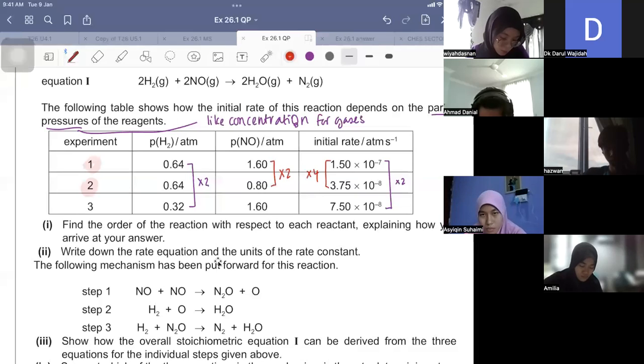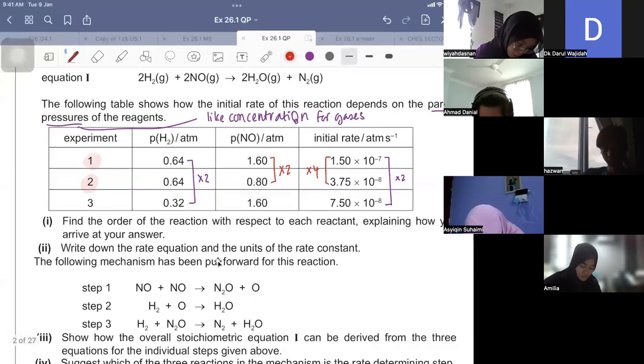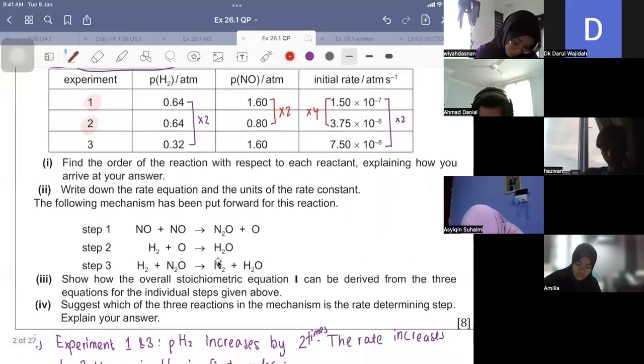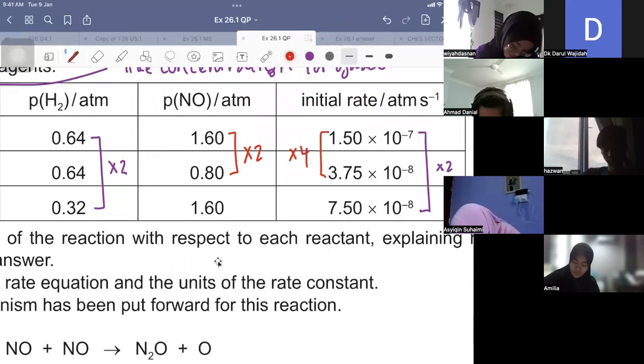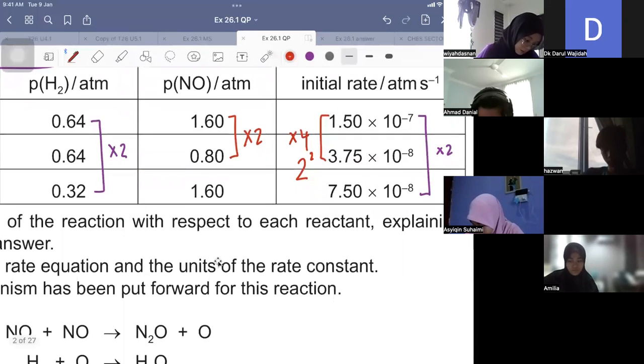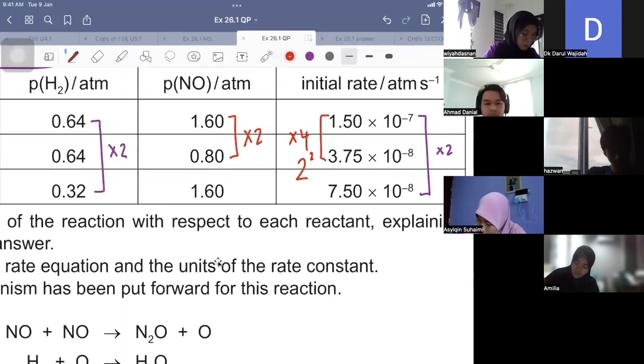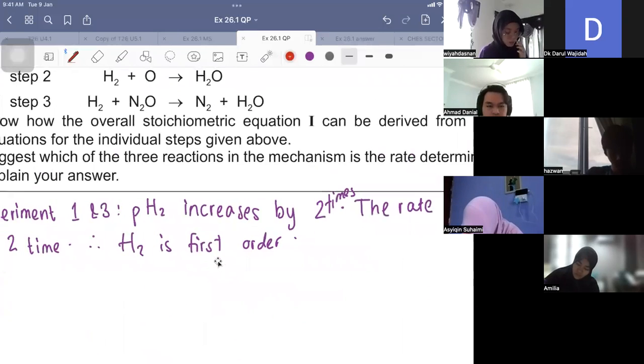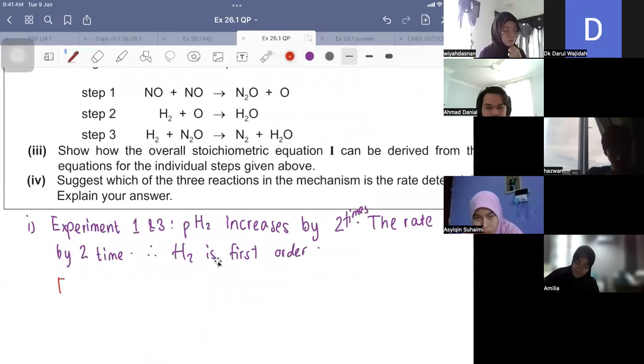Did you all manage to get that? The partial pressure of NO increases by 2 times. The initial rate increases by 4 times. Now, if you don't already notice, it is the square of 2. So that means they are not directly proportional, but they are directly proportional to the square of the concentration. So this means that it is second order.